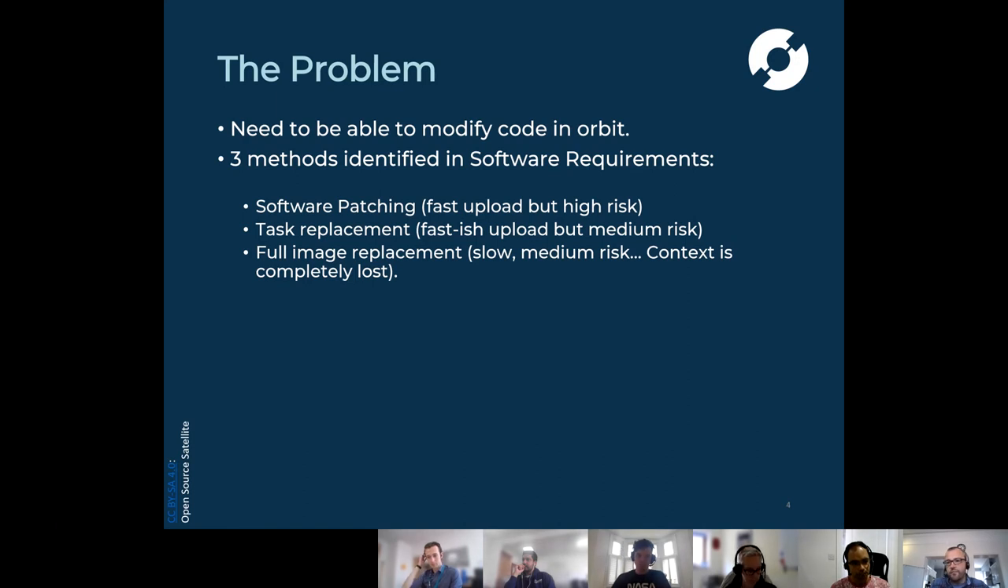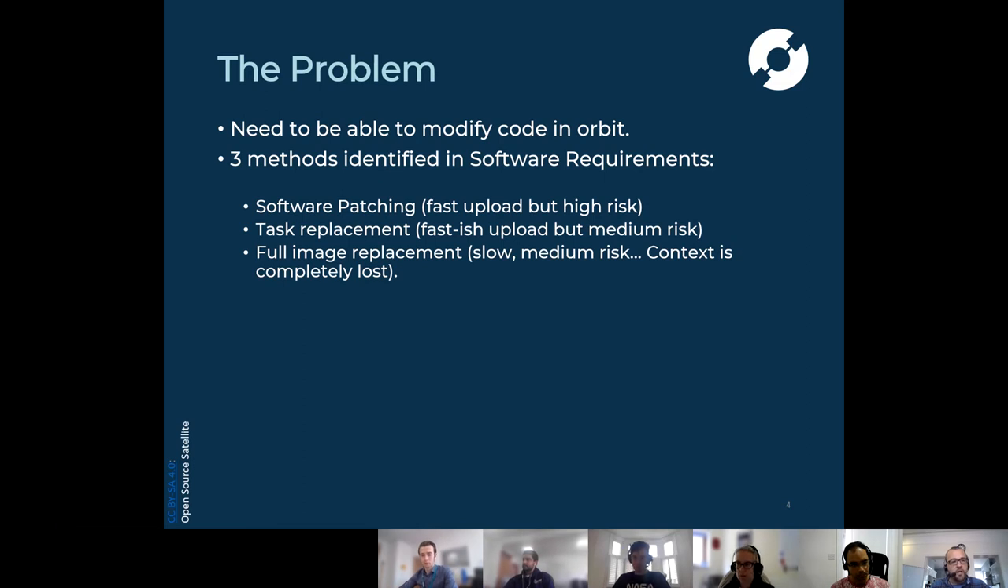The safer but also problematic way of doing things is to do a full image replacement. That's where you've got one image, one bunch of ones and zeros, which makes up your program, and now you want to switch to a different set of ones and zeros that makes up your program. The problem being, you've got to completely reset the processor and start from stage one, if you get my meaning. So any context that the software had is lost in that process, which is not very good from an availability point of view.